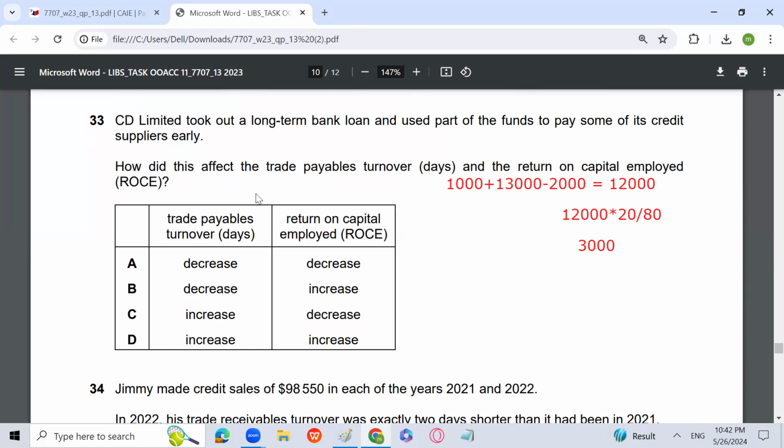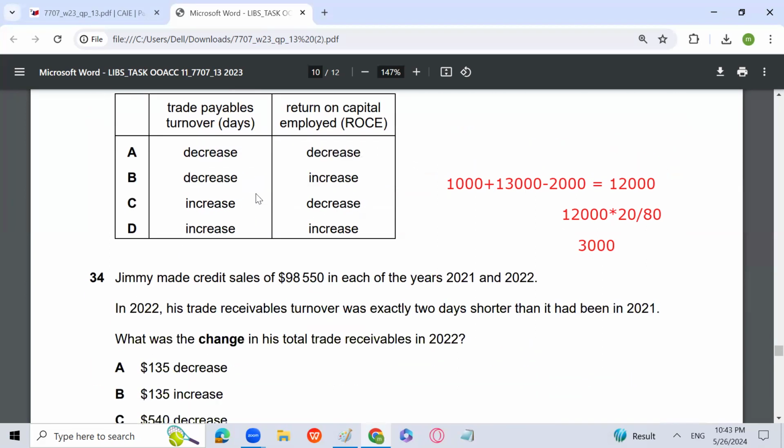And because we have paid the trade payable, in the trade payable turnover ratio, trade payable over credit purchase into number of days in a year, the trade payable will also decrease, which comes on the upper side. So A is the answer. Trade payable turnover ratio will decrease and return on capital employed ratio will also decrease. You can solve it through a figure also.